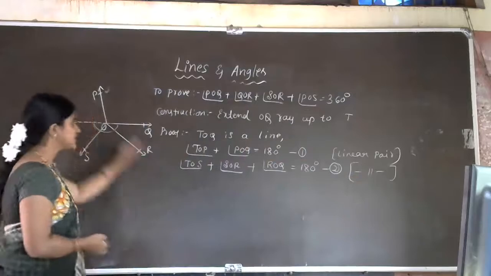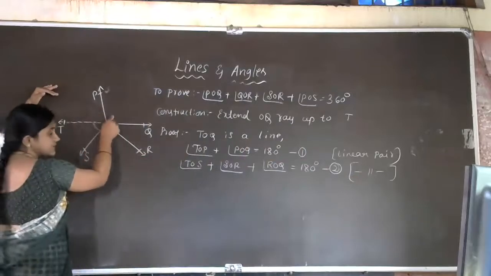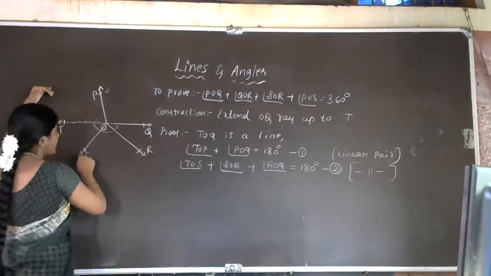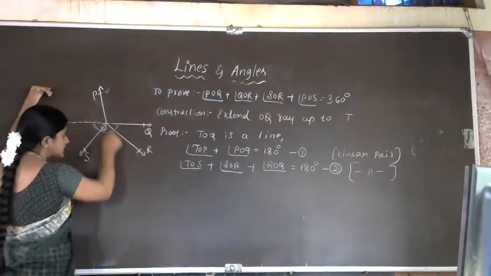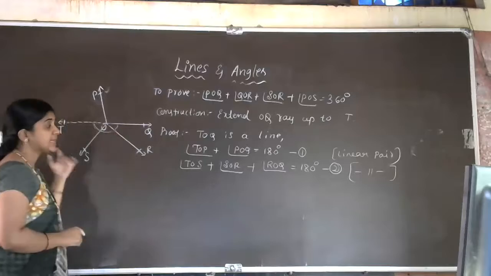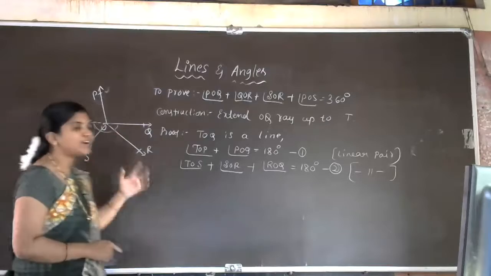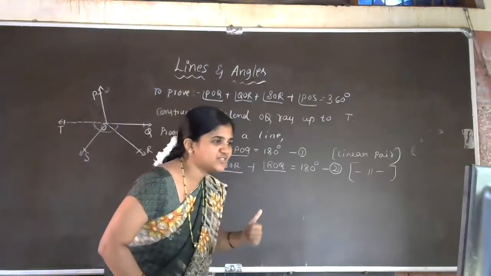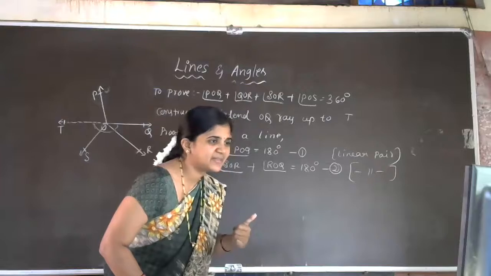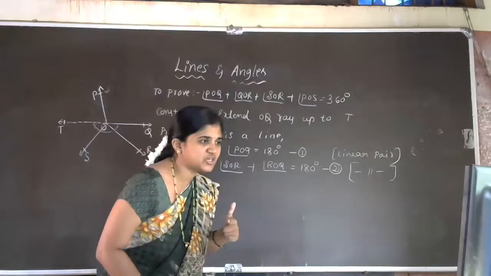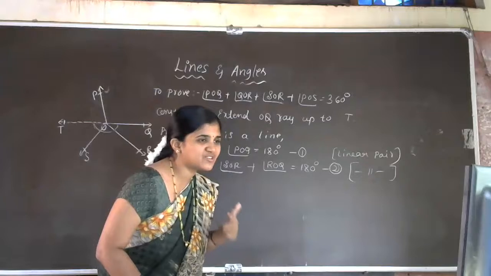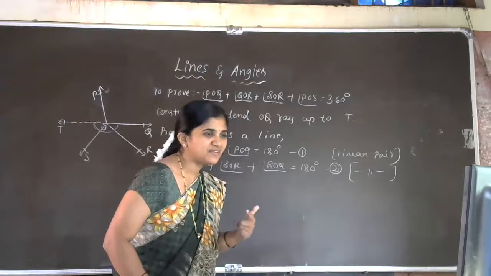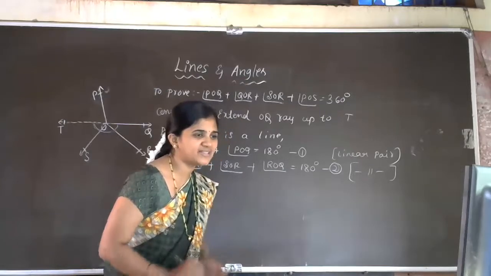Is that clear, students? First equation is this plus this is equal to 180, equation number 1. Then the second equation is TOS plus SOR plus ROQ is equal to 180 degrees, that is equation number 2. What do we have to do with the two equations to get the proof? What trick do we have to use? Fast, tell me fast. What method do we have to apply now? I'm waiting for the answers.